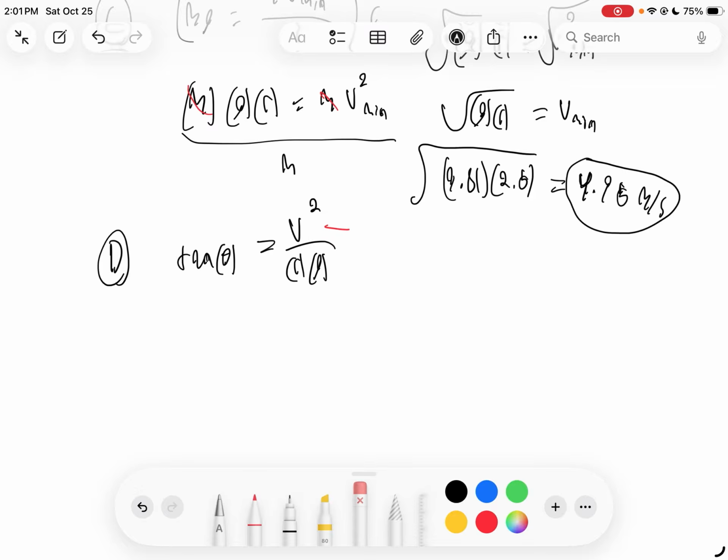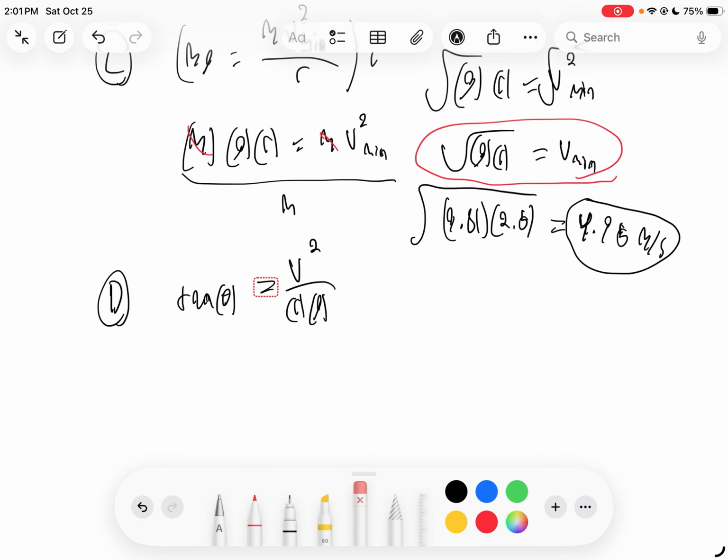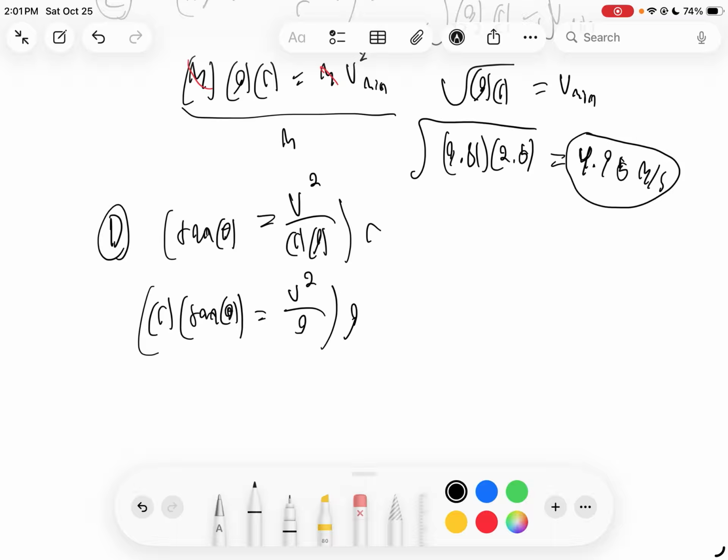So to make the equation function very similar to the one up here, we're going to multiply both sides by the radius. So it's our radius times tangent theta, which equals the velocity squared over gravity. Then same process, multiply by gravity on both sides. So it'll be the radius times gravity times the tangent of theta, which equals the velocity squared.